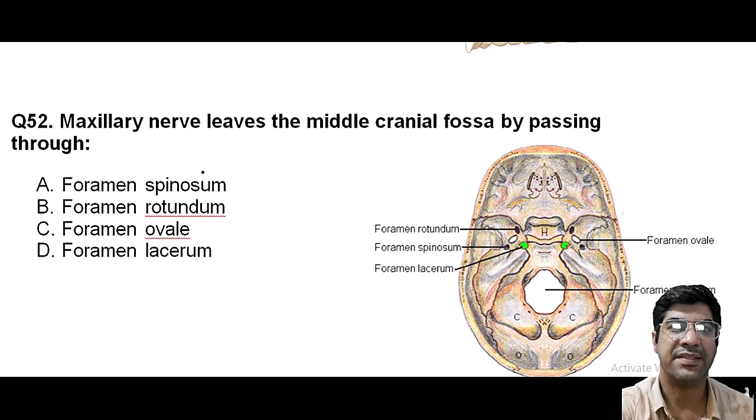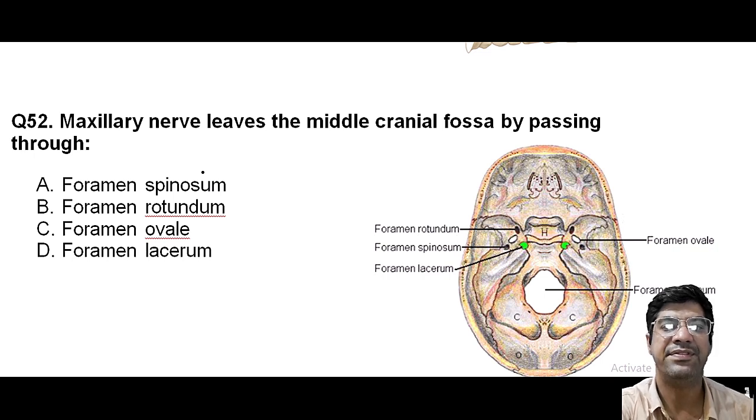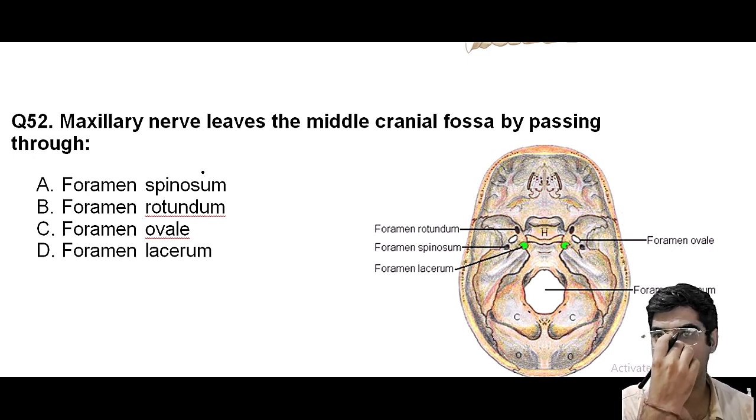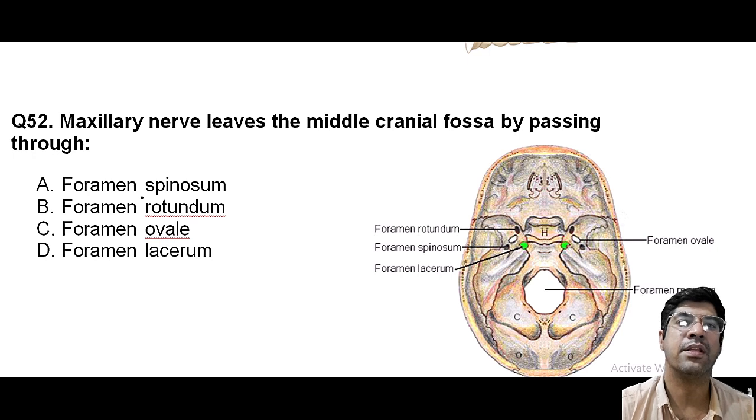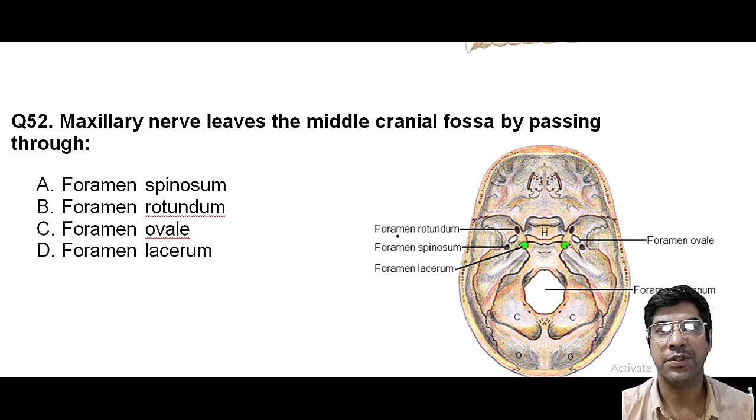The next question: the maxillary nerve leaves the middle cranial fossa by passing through? The answer is foramen rotundum. For your exam point of view, just remember the position of the foramens. Many a time in the entrance exam you can get a question: identify this foramen, identify this foramen.